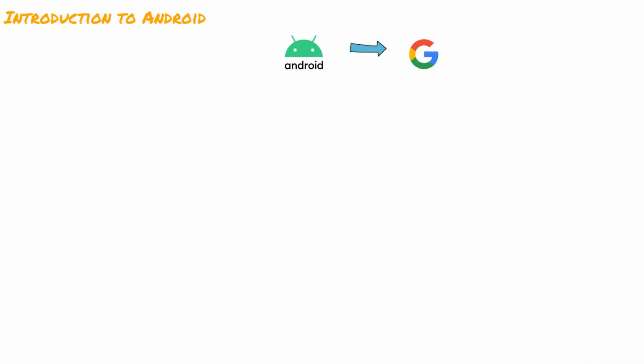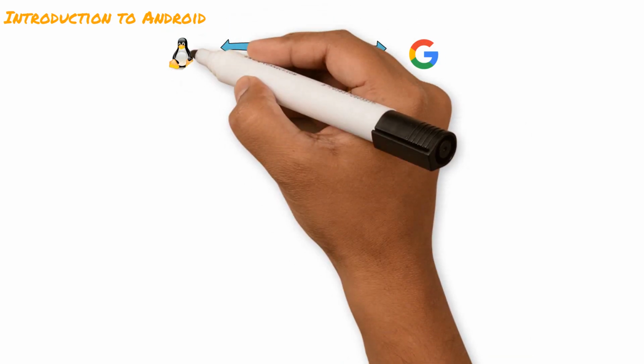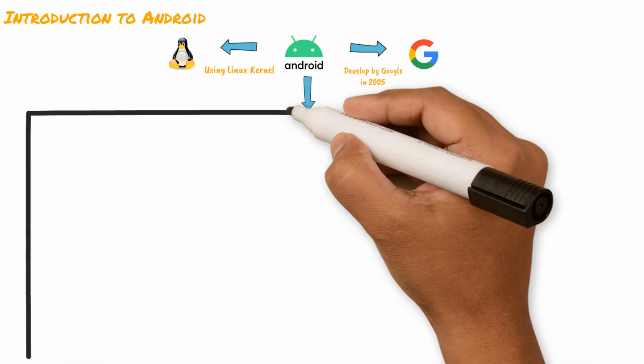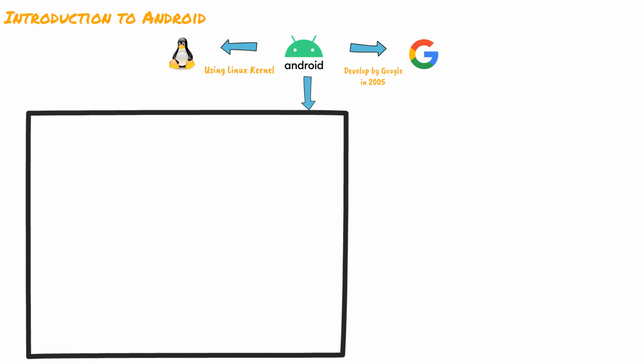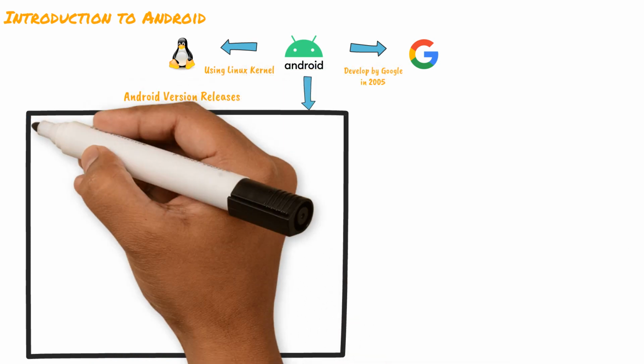Let's get started by looking into some background of Android. Android was developed by Google in 2005. The Android operating system uses Linux kernel as its operating system. We'll quickly look back in time and examine the development of Android versions in this video, from Cupcake to Android 12. So settle back, unwind, and relish the journey.